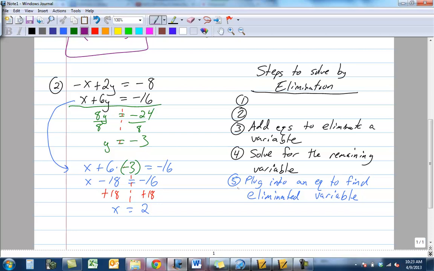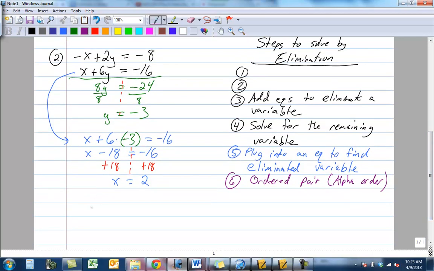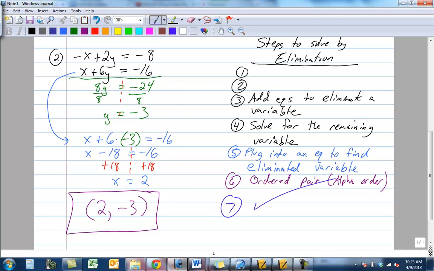All right, that brings us to step 6. Ordered pair. And remember, alphabetical order. So in this case, x, y, our answer is 2, negative 3. That's our answer. And of course, there's always a step 7. What's step 7? Check! Check your answer.